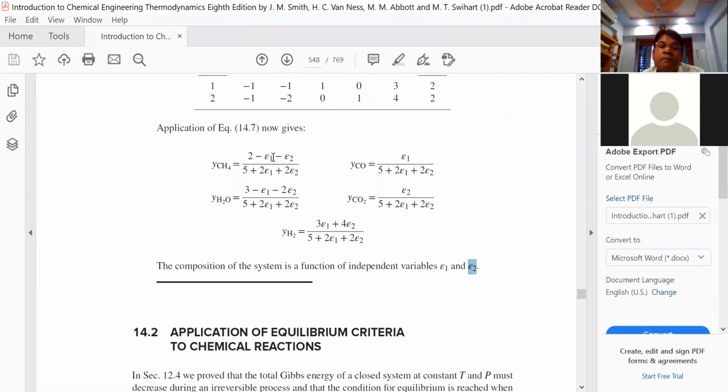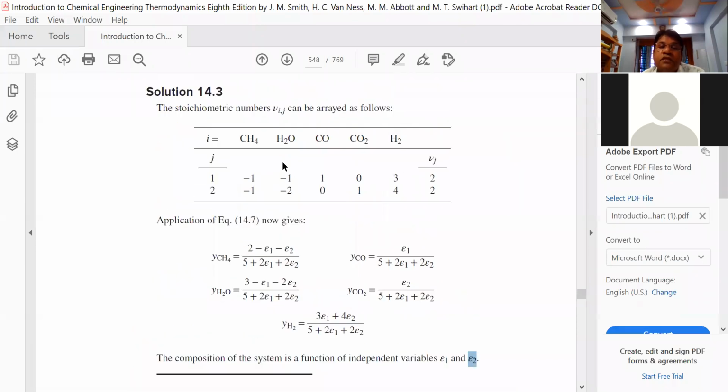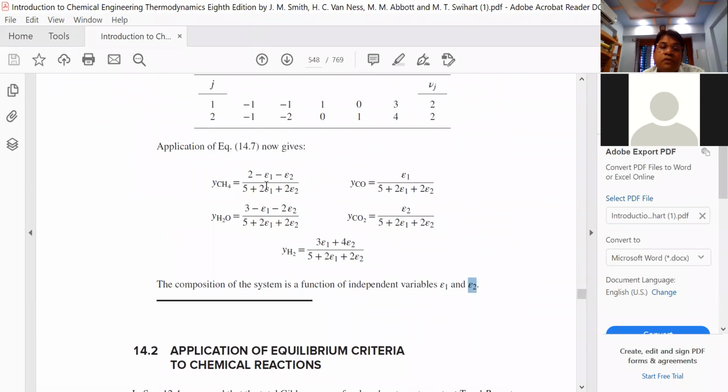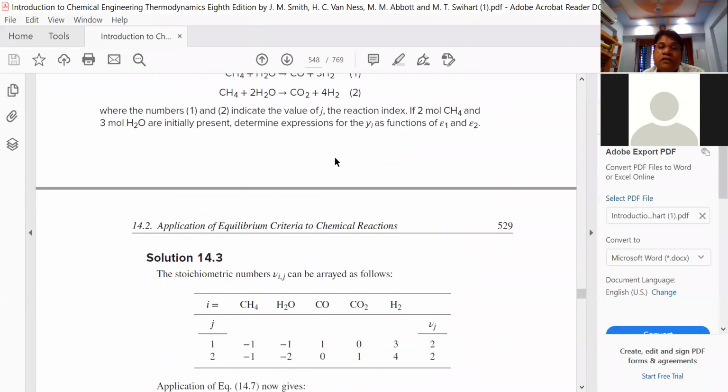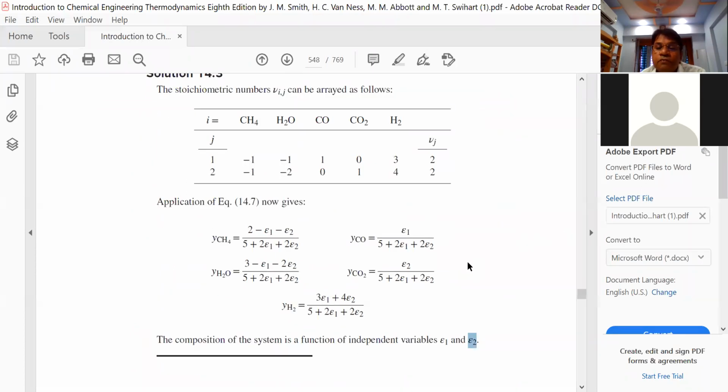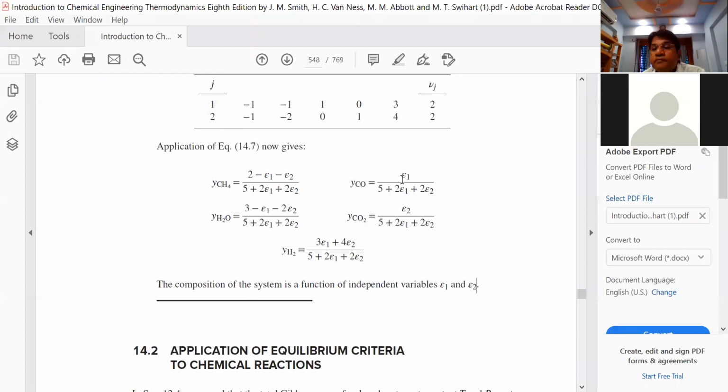This 1 and 2 are reaction numbers. Since you have two reactions here, you have 1 and 2. Suppose if you have 3 reactions, then it will be 1, 2, 3. 4 reactions, 1, 2, 3, 4, like this. So practice this example 1 or 2 times. You will be clear about this. Okay. So is it clear?